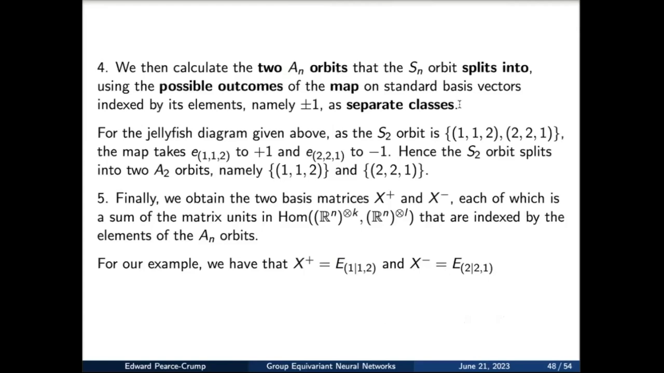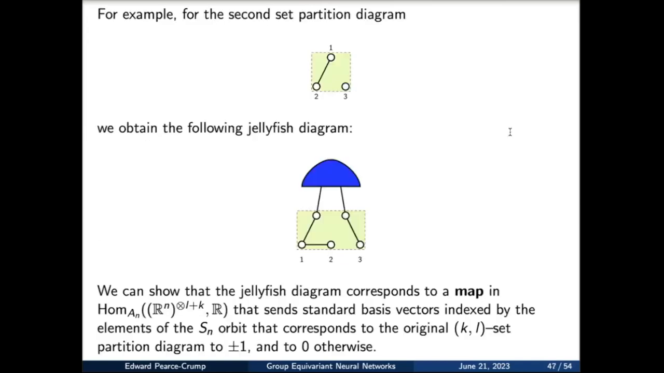So for the specific example that I've just shown you, the S_2 orbit corresponded to these two elements, these two tuples. Well, why? Because if you look at this diagram again, one and one need to be paired together and two on its own. And it's going to be two and two paired together and one on its own. But now we flattened it. So it's going to be 1, 1, 2, and 1, 1, 2, 2, 2, 1.